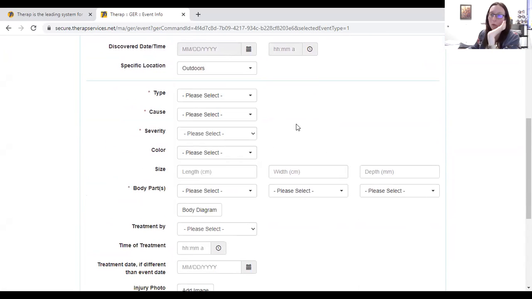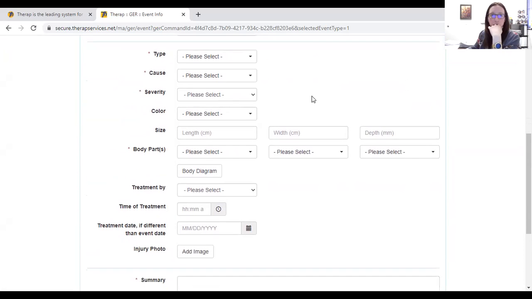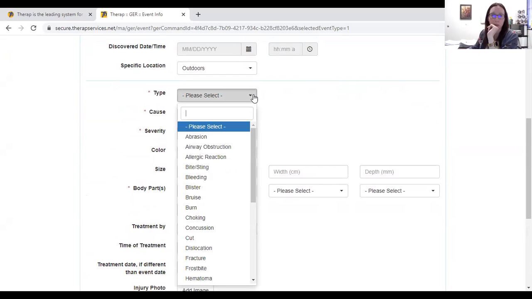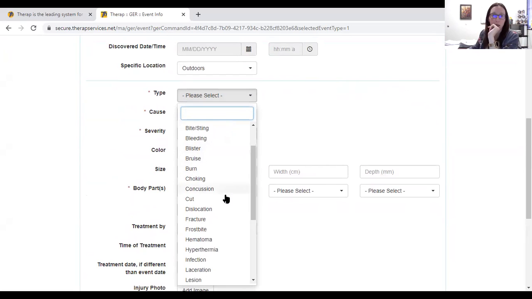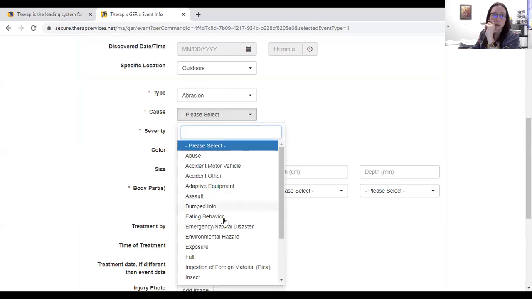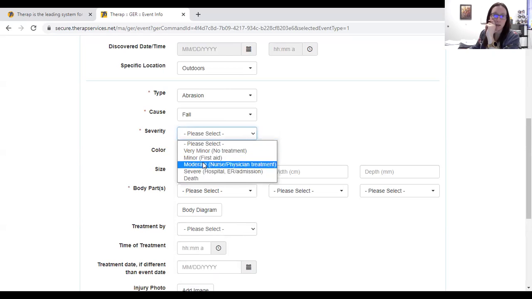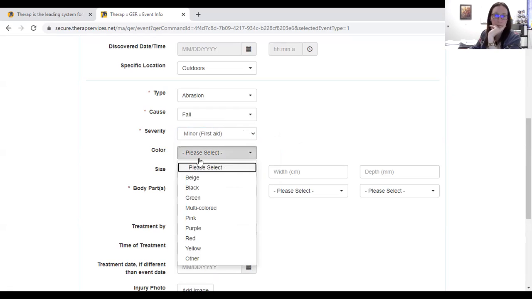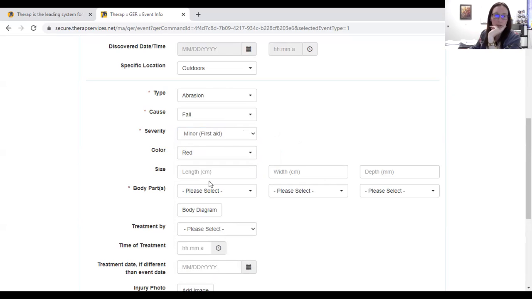This was outdoors. Again, we're going with the same location. If you were to have a fall resulting in bruises and scratches, and then y'all went to the park and you had another incident and it wasn't at home, then we need two incidents. But for the sake of this one, we're going to do everything happened when he fell out of the tree. So this one's going to be, we can say abrasion, fall, the severity. This one's minor because obviously we could probably help him with the scratches and bruises at home. We're going to say red for this one.